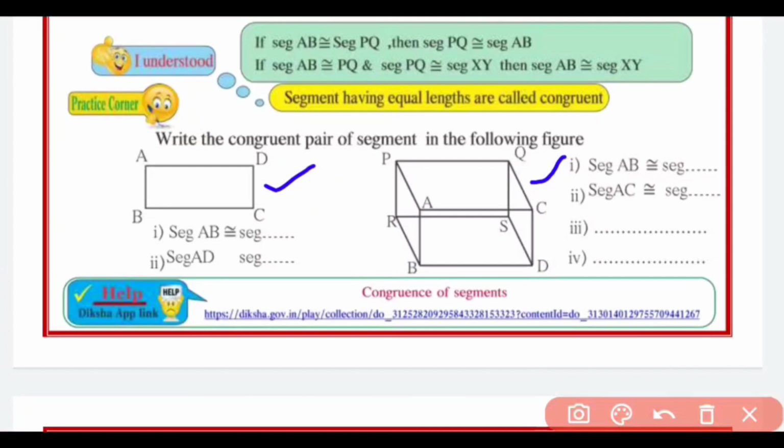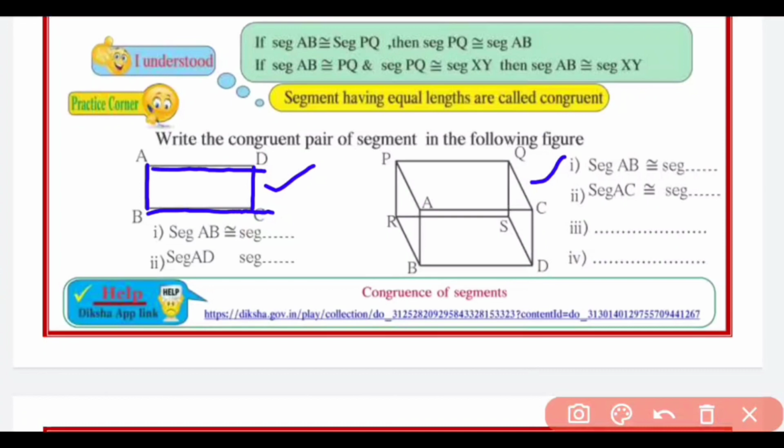So first there is segment AB. We all can see segment AB is here, so it is congruent with segment CD, correct? So we can write AB is congruent with CD. Then second is segment AD. Here we can see segment AD and it is congruent with segment BC. So AD is congruent with BC.